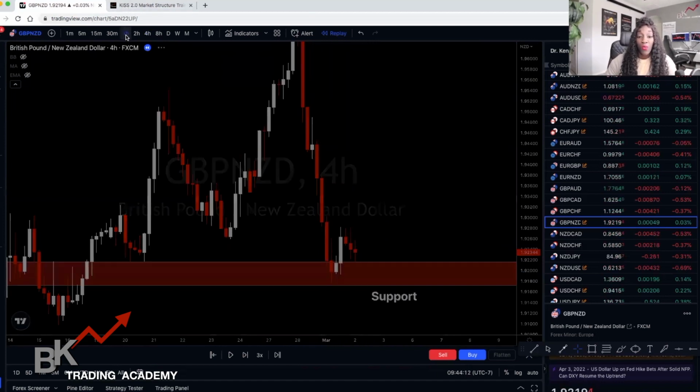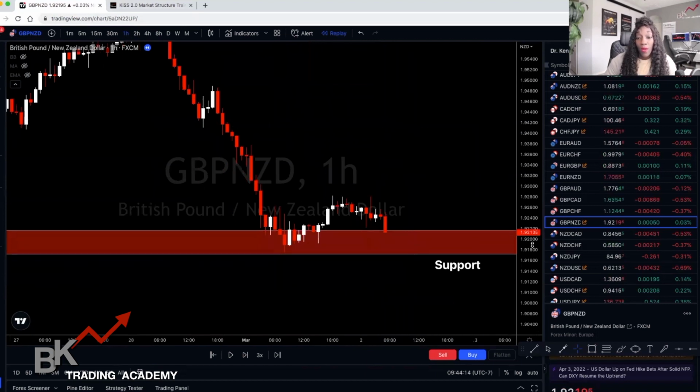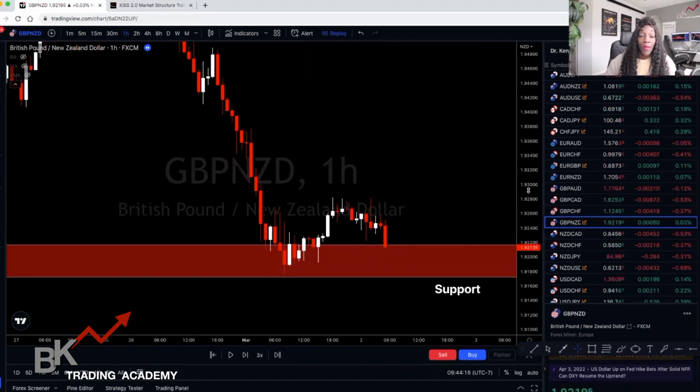So looking at this 1 hour, a lot of times I will look for some type of entry confirmations, additional confluence on the lower time frame. And one of my favorite ways to kind of confirm a setup is using patterns.